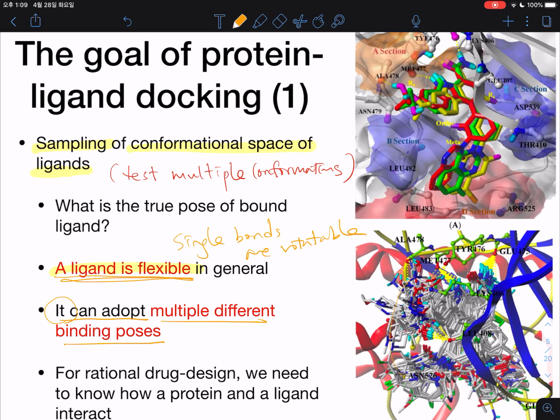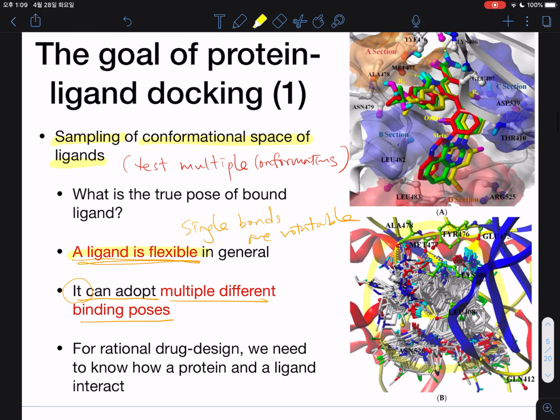On the bottom picture, as you can see, a ligand is bound with a protein in many different conformations. For efficient and rational drug design, we need to know accurately how a protein and a ligand interact. That is the goal of protein-ligand docking. So this is the overview of the protein-ligand docking problem. Okay.